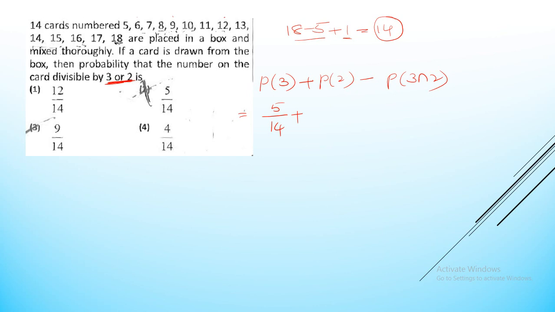Next, out of 14, how many even numbers will be there? There will be 7 even numbers. So 5 by 14 plus 7 by 14 minus P of 3 intersection 2. That means divisible by 6. We need to subtract those divisible by 6 because they come in 3 as well as 2. Divisibility by 6 means 6, 12 and 18. So those are 3, so 3 by 14. So 5 plus 7 is 12, 12 minus 3 is 9. So 9 by 14. So the answer is 9 by 14.